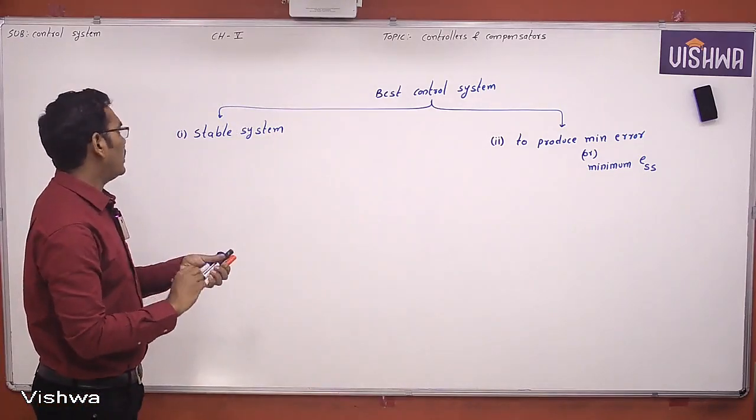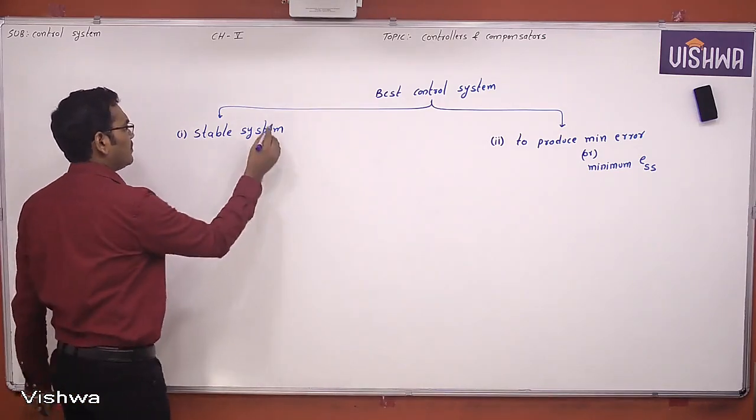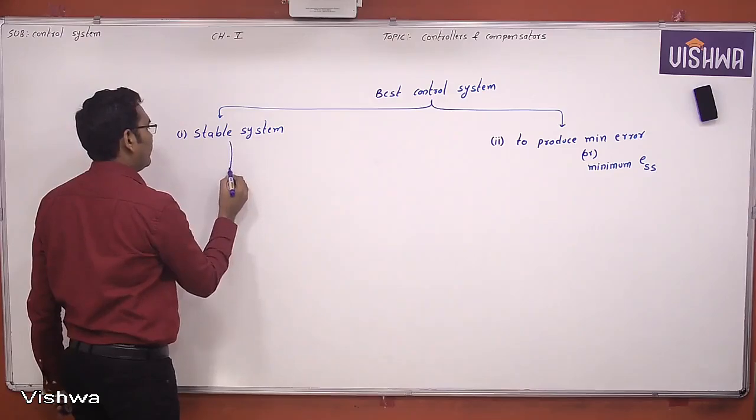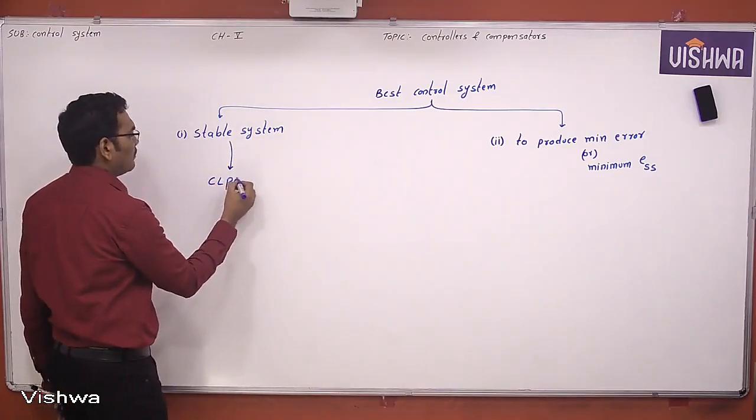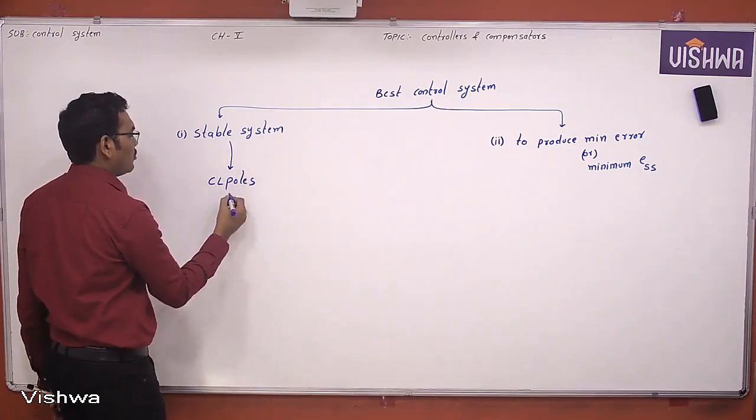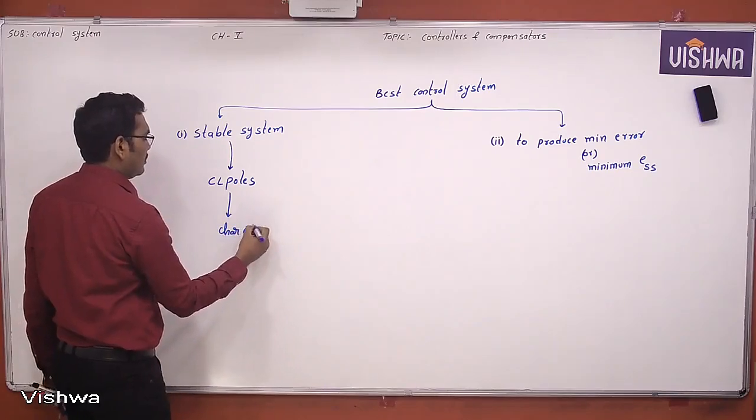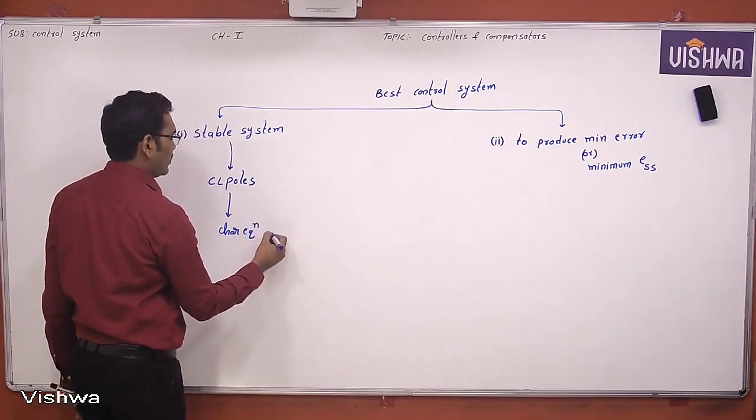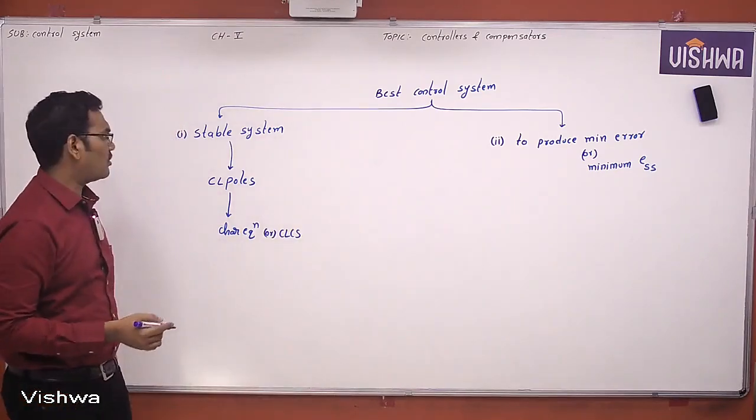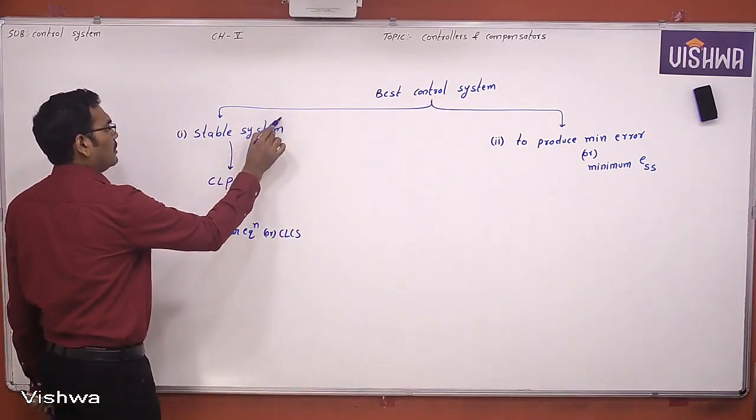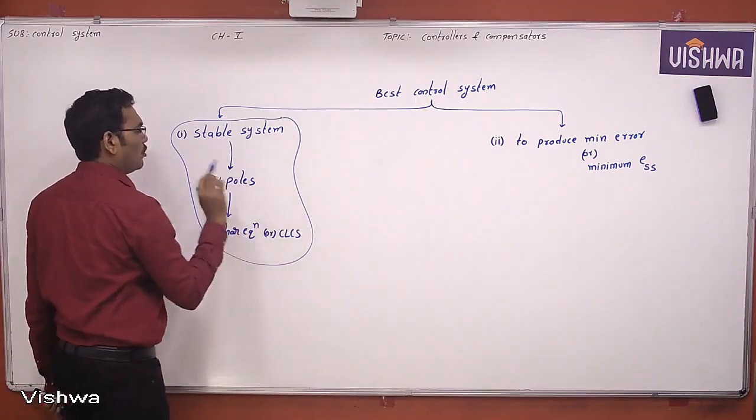So now you tell me, this is a stable system. So how can we identify this particular stability? If you want to identify stability, we require closed loop poles. Of course these closed loop poles are available in the characteristic equation, or this characteristic equation is a part of a closed loop control system. Is it right or not? So stability is decided from closed loop poles.